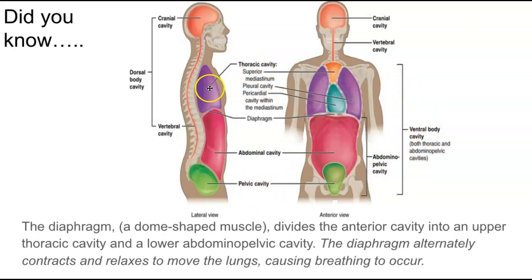So the thoracic cavity is your chest, and then the abdominal cavity is your intestinal tract, your GI, anything that has to do with digestion in that area. And then your pelvic cavity houses your reproductive organs.